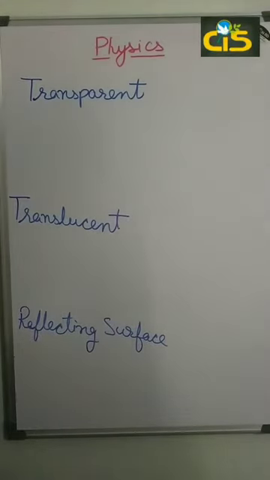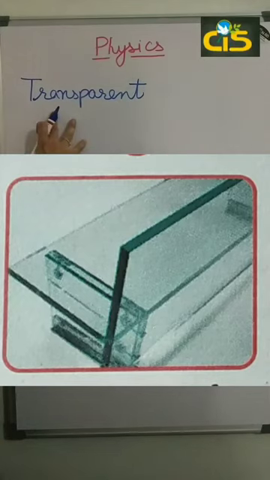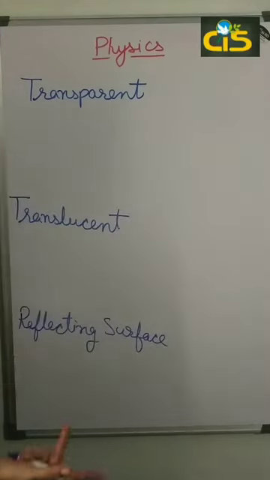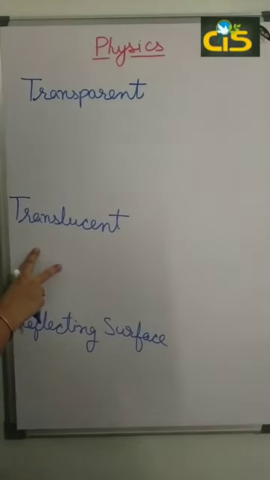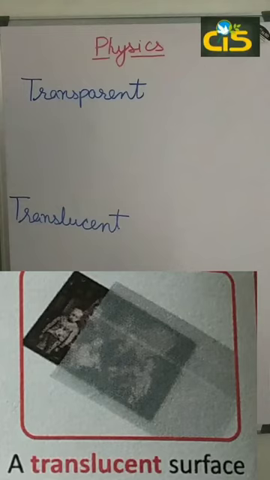Now, what are transparent objects? Transparent objects are those which transmit all of the light through them. These are the examples of transparent objects through which we can see everything. Translucent objects do not transmit light completely, but transmit a small part of the light, so that we can see some part of an object outside, but not the complete part. Just see the example.